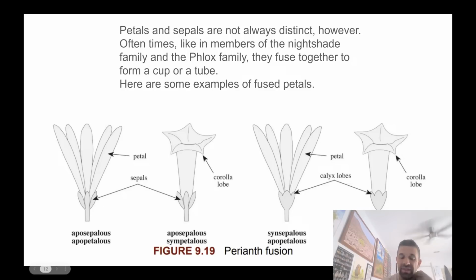Aposepalous, sympetalous, all this stuff. Don't worry about those terminologies. Memorize them if you want to. But basically, apo just means not fused. Sym means fused. And that's what all those terminologies are referring to: which part of the perianth is fused or free.